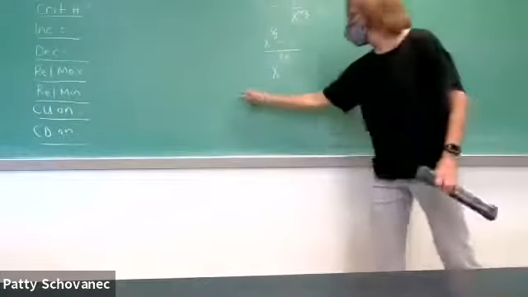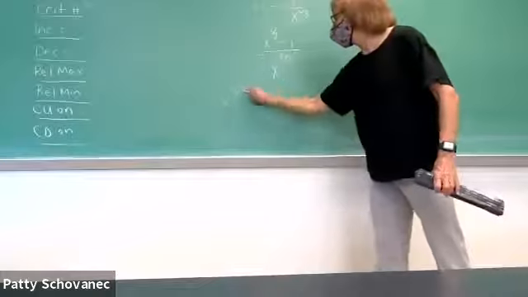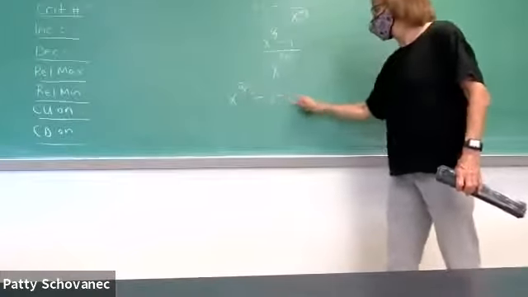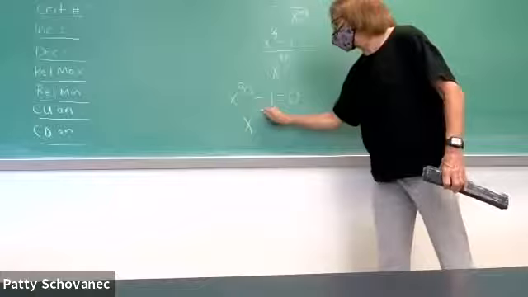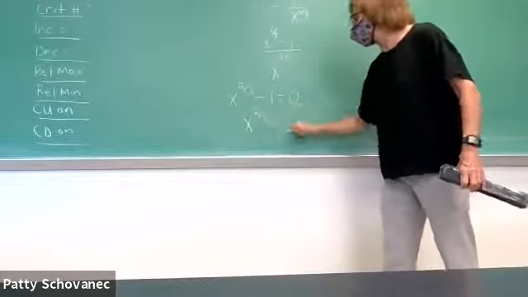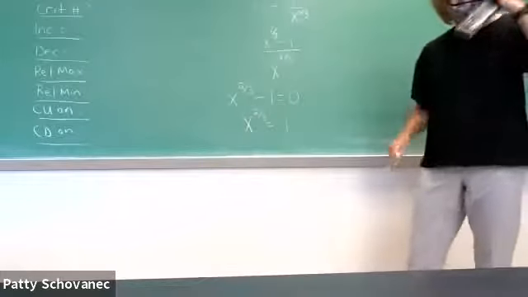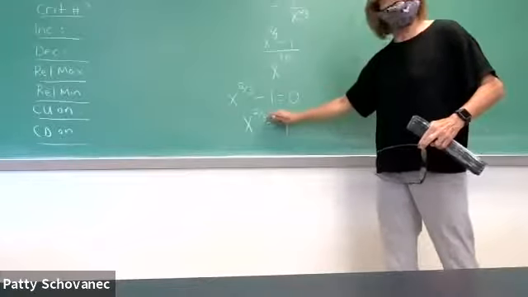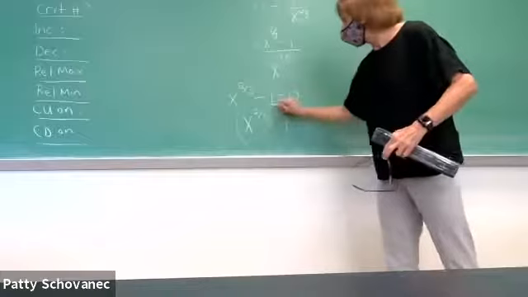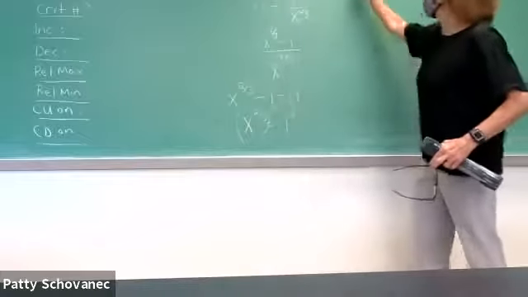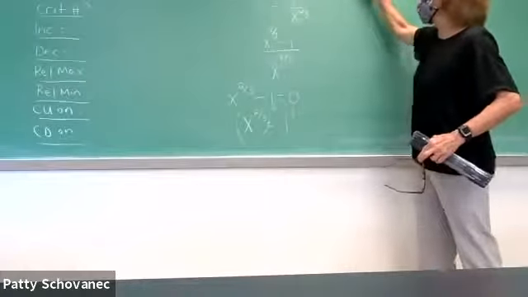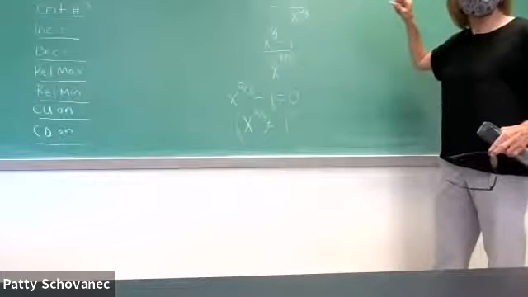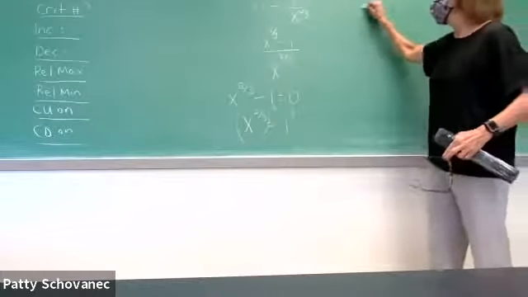So when you set the top equal to zero, you get x to the 2/3 is equal to 1. And now we can get rid of this power by first raising everything to the 3rd power. So now I get x squared is equal to 1. And that means x can be plus or minus 1.